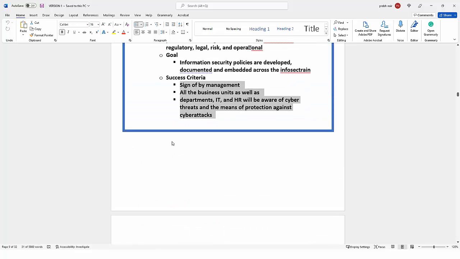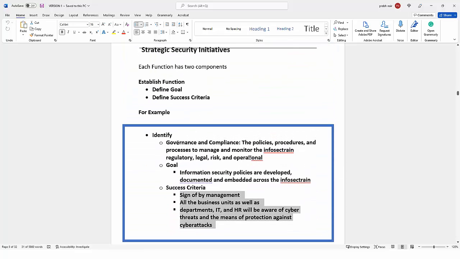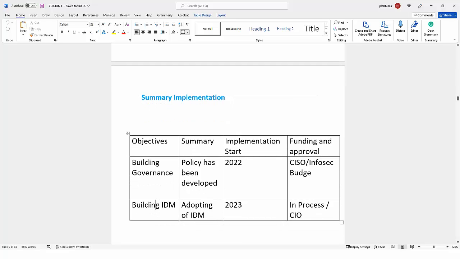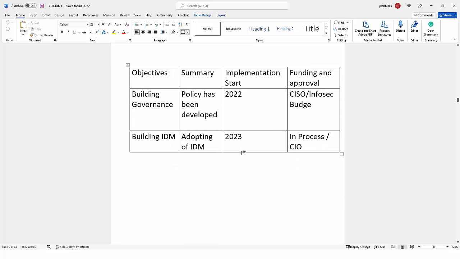So this is how we have a summary implementation. I have taken an example: this is a security initiative we have, which is called functional governance. One of the processes is basically building a governance, which I've shared as a reference. Policy has been developed, and we're going to start in 2022. Funding and approval: yes, the CISO has approved an InfoSec budget under which it's going to be implemented. The second initiative is building the IDM. Summary is adopting IDM, and implementation start is 2023. Funding approval we need from the CIO. So this is how you need to define the summary implementation. On a regular basis, you can review the strategy to make sure it meets the user objective. So this is how you can create a security strategy for an organization.